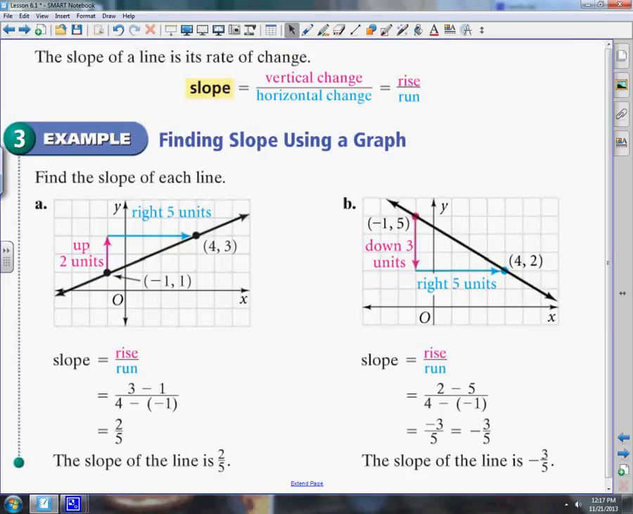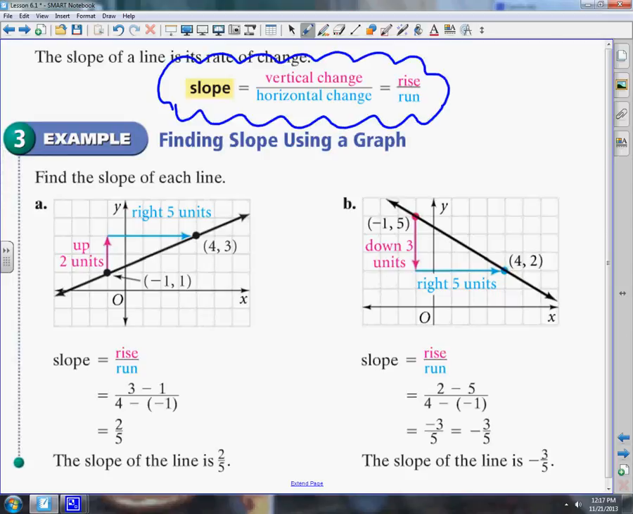Okay, the slope of a line is its rate of change. So slope, write this down, equals rise over run. This should be a review. Rise over run, if you remember this from last year, you would take 2 points on a linear line. Remember the word linear from last year, from pre-algebra.